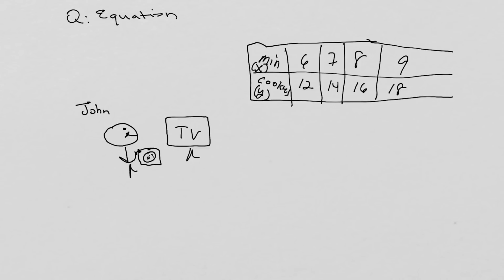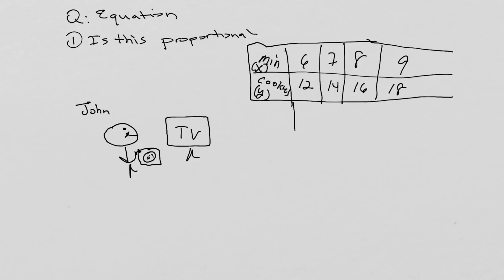In order to write an equation, we first have to see whether or not this relationship is proportional. So step one: is this proportional? All right, if it's proportional, then we can go ahead and write the equation.